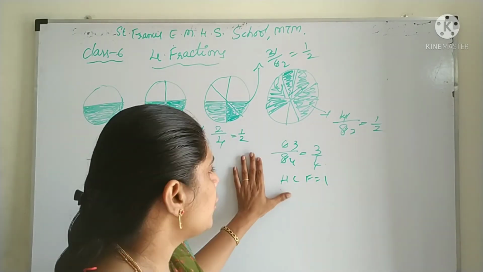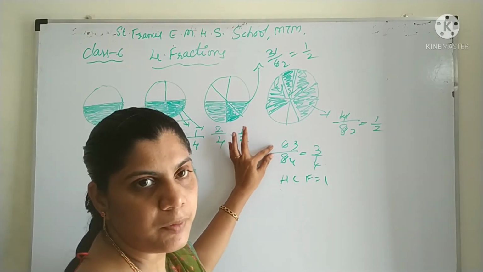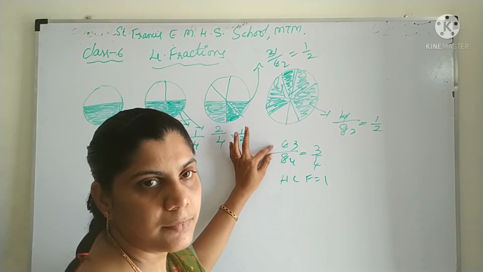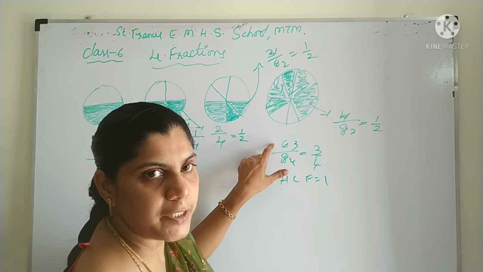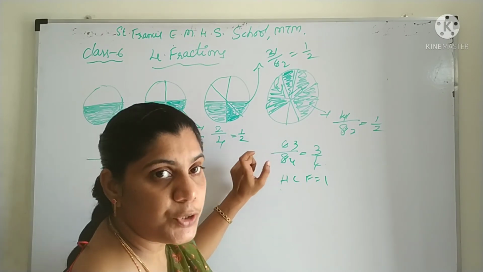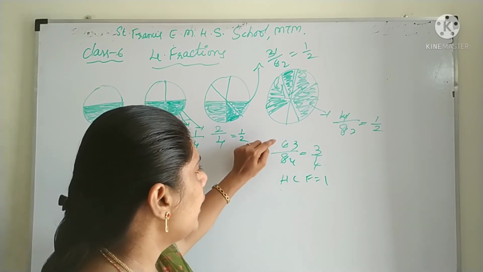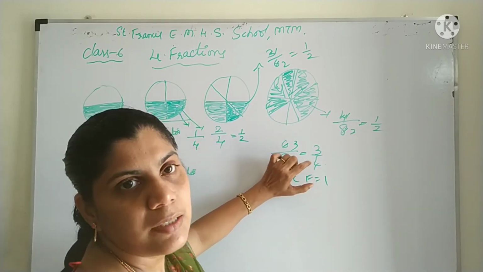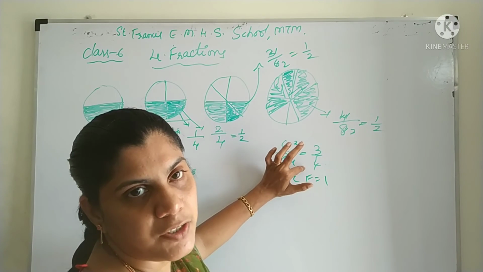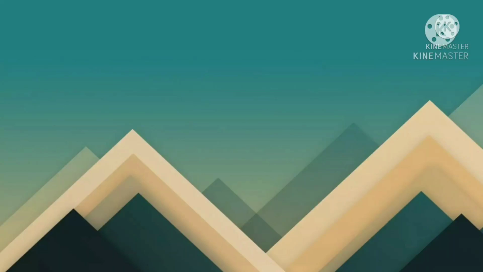How to write the lowest form for the given fraction: you have to cancel it with any table, with the common factor. Here I have reduced this with the 2 table only. I have divided both the numerator and denominator with the 2 table only. That you have to do. That means you have to find the HCF, and with that HCF only you have to divide this, and you have to find the reduced form of the fraction. That is the simplest form. Got it? Good.